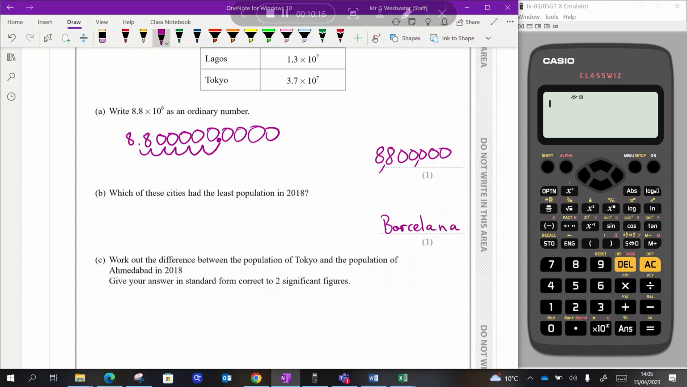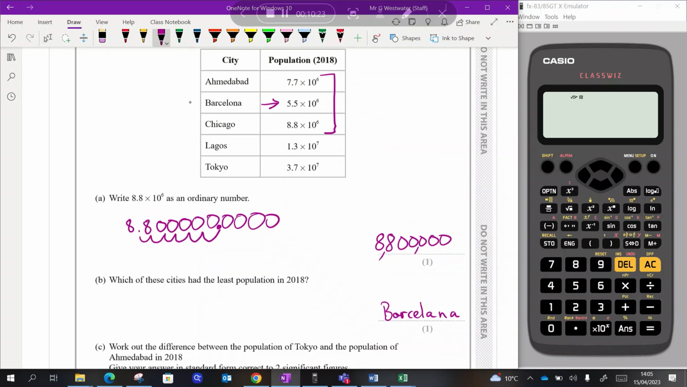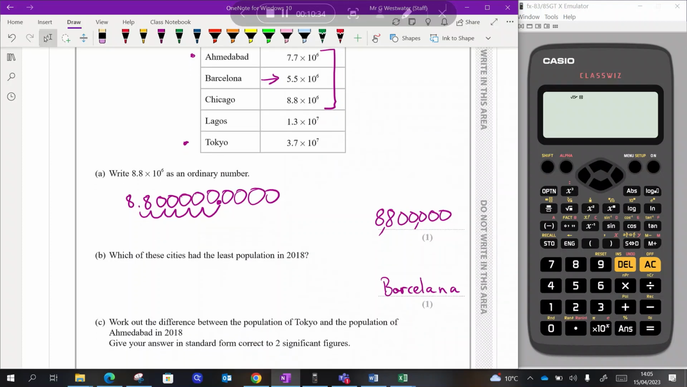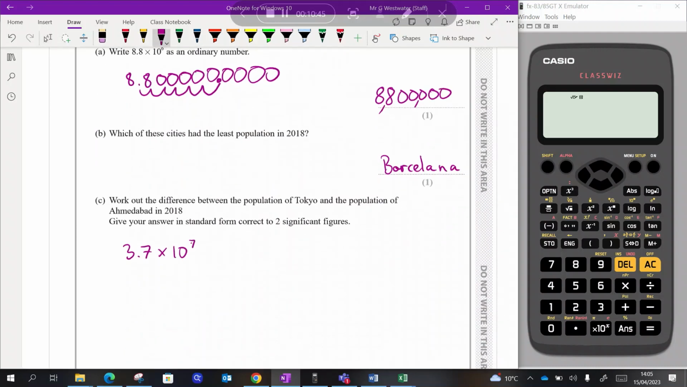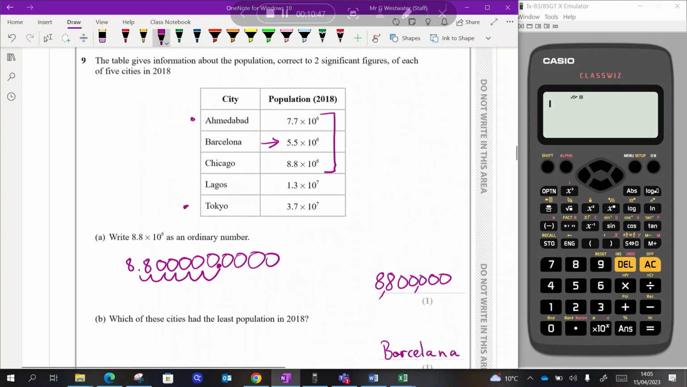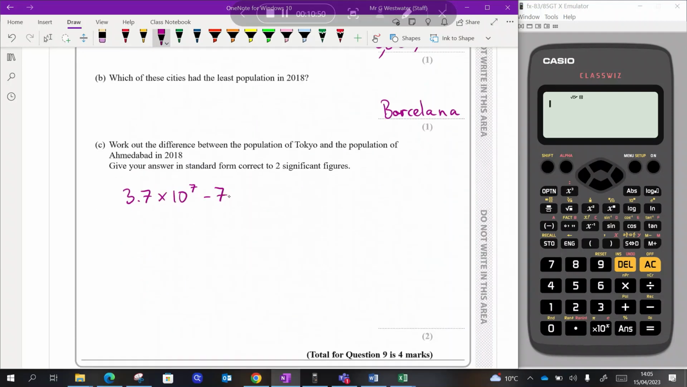And finally, work out the difference between the population of Tokyo and the population of Ahmedabad in 2018. So, Tokyo. Okay, Tokyo and Ahmedabad. I'm going to do this without a calculator first, and then I'm going to do it with a calculator second. So let's go. We're going to do 3.7 times 10 to the power of 7 minus 7.7 times 10 to the power of 6.